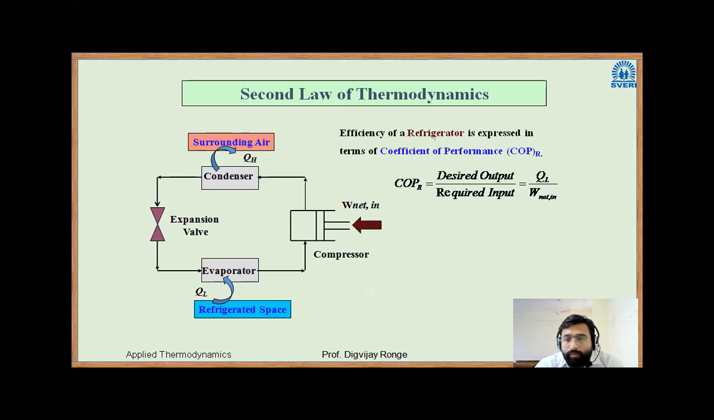The required input will be the same, that is W net in, but the desired output will change. Can anybody guess what will be the desired output for the refrigerator and what will be the desired output for the heat pump? You can tell in terms of QL and QH.